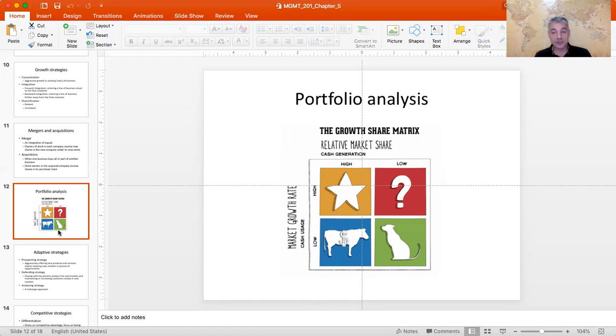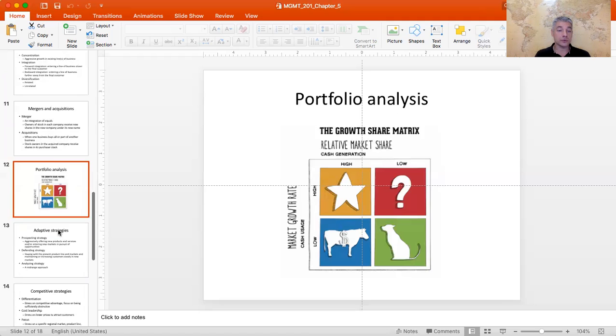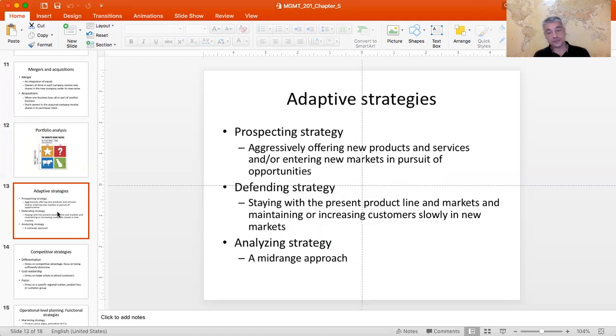So these are the kind of businesses where relative market share is low and they're not growing either. So that's the kind of business that makes absolutely no sense for you to maintain. So that's the first candidate for divestment. And based on how your portfolio is structured, some strategies make a lot more sense for you than others.